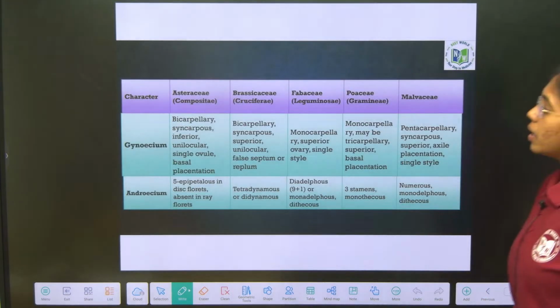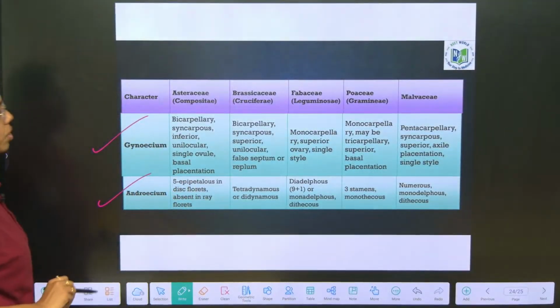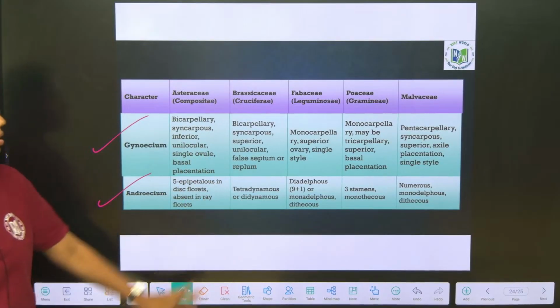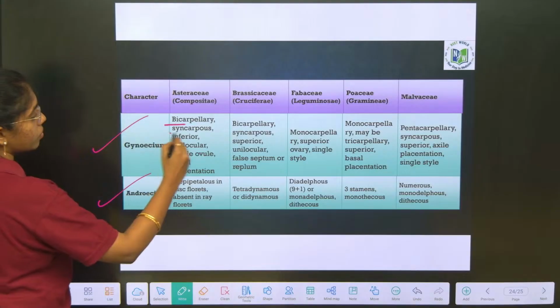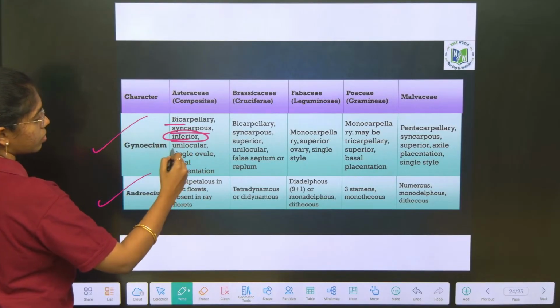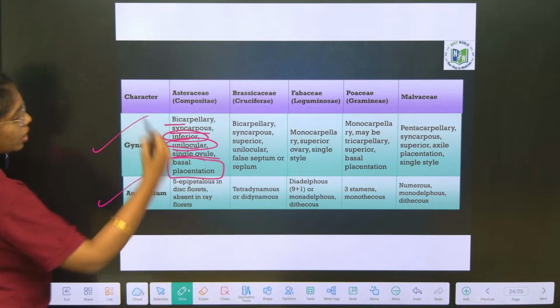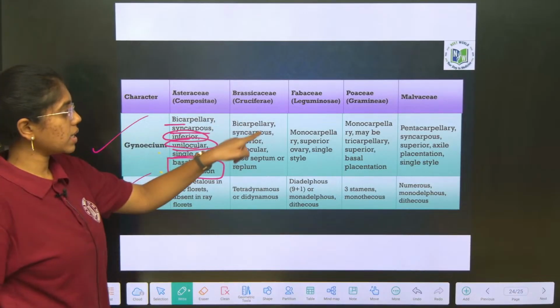Next, if you see reproductive structures, gynoecium and androecium. Kunal, you tell me what type of gynoecium in Asteraceae members? Bicarpellary, inferior, unilocular, single ovule. And what type of placentation? Basal placentation. I already told you, if it is a single ovule, single seeded, what type of placentation it will have? Basal placentation.